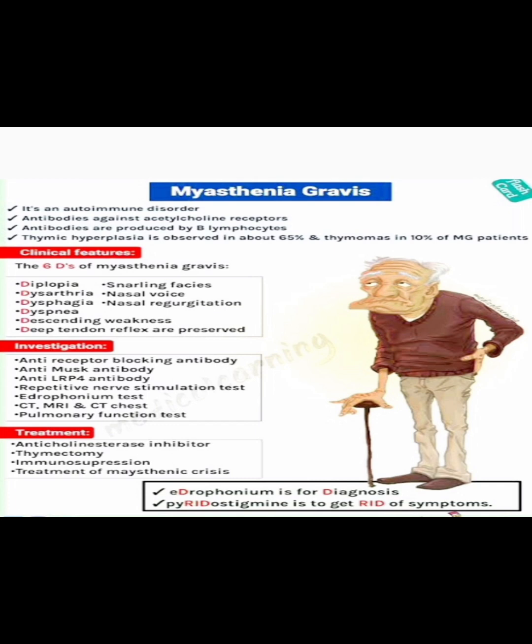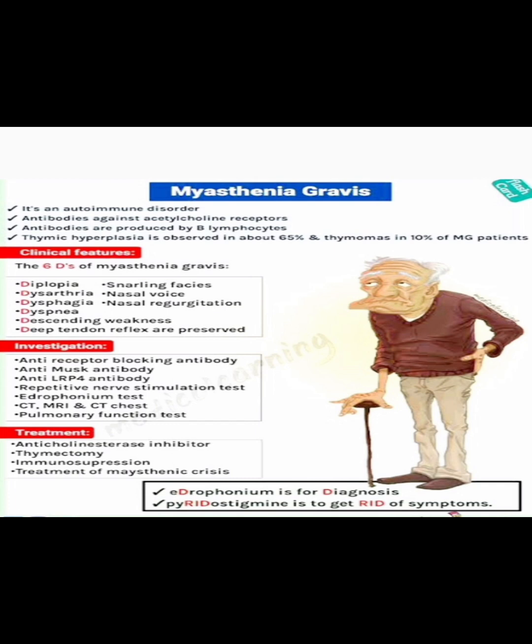So first we know Myasthenia gravis. Myasthenia gravis is an autoimmune disorder with antibodies against the acetylcholine receptors. These antibodies are produced by the B lymphocytes. Thymic hyperplasia is observed in about 65% and thymomas in 10% of Myasthenia gravis patients.